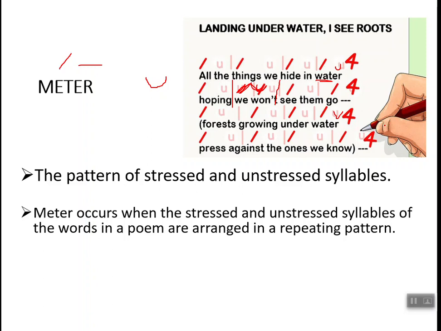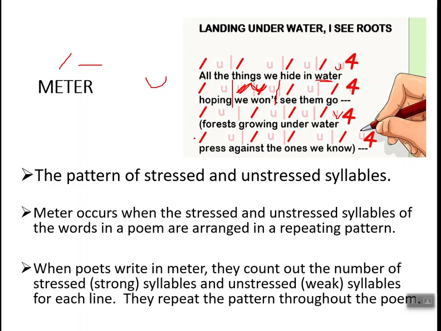4 feet in each line. That's what one of these is called, the stressed and then unstressed. It's called a foot. So when poets write in meter, they count the number of syllables that are stressed, strong syllables, and unstressed, weak syllables. And then they try to repeat the pattern throughout the poem.